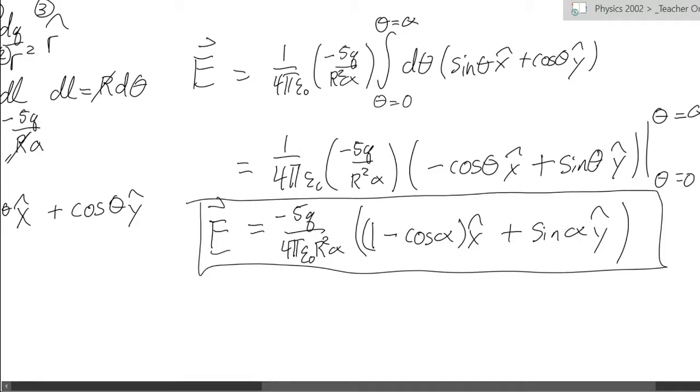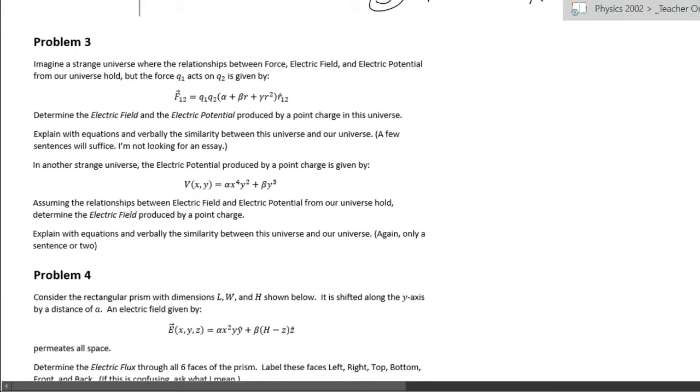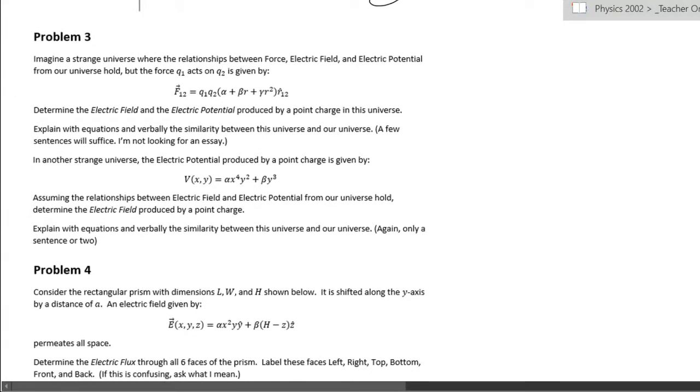It's our second problem. All right, third problem has 2 parts. So this one, you're imagining some strange universe where the force between 2 charges is given by F vector 1,2 is going to be equal to Q1, Q2 times alpha plus beta R plus gamma R squared times R hat 1,2. So that's like, imagine you have a charge here, charge there, Q1, Q2. This is the force that Q1 acts on Q2.